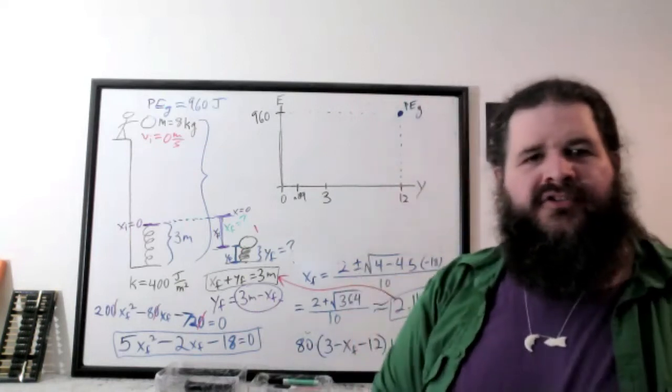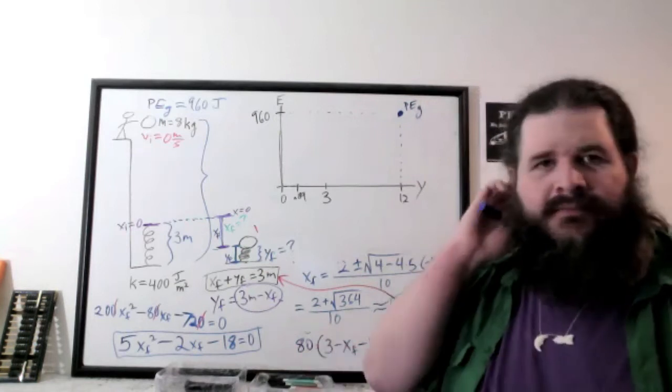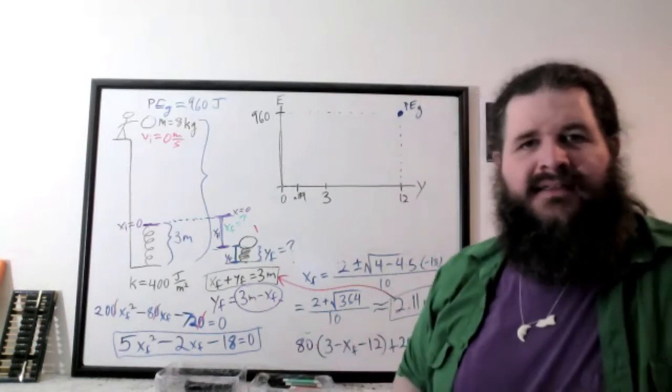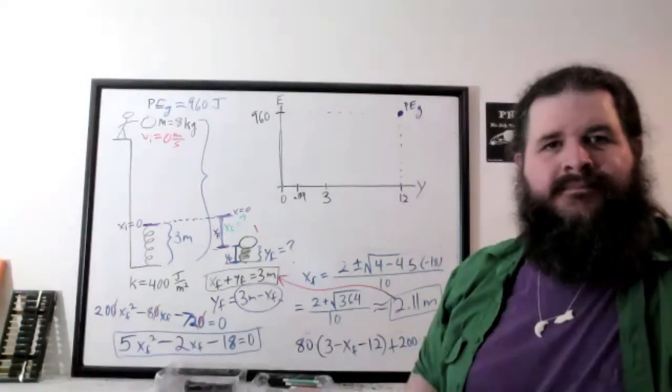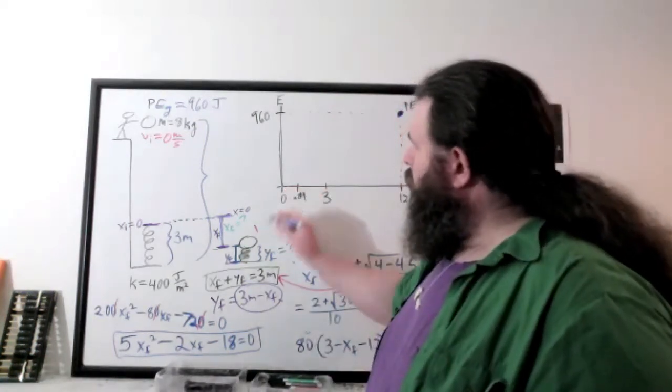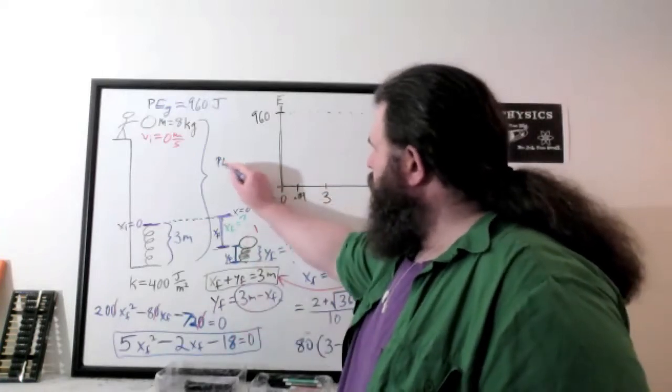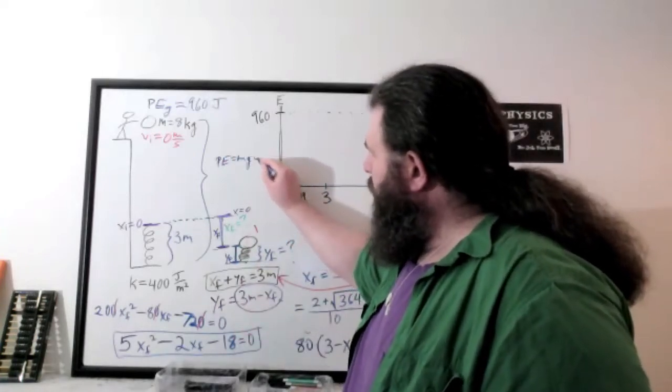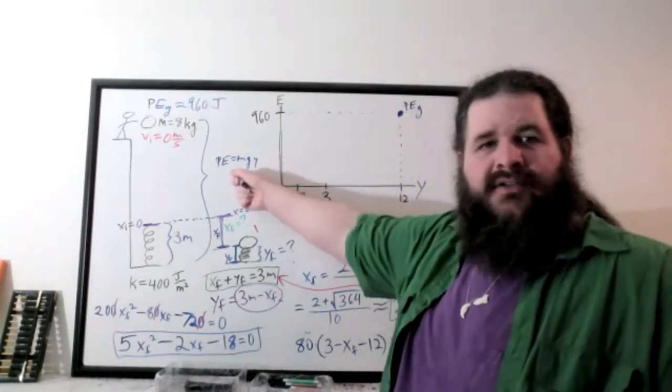Do we know what the potential energy of gravity would be anywhere else? Or could we calculate that? At 0 meters, wouldn't it have 0 energy? Yeah. Because again, we've got mgy. You plug in 0 for y, you get 0 for potential energy.